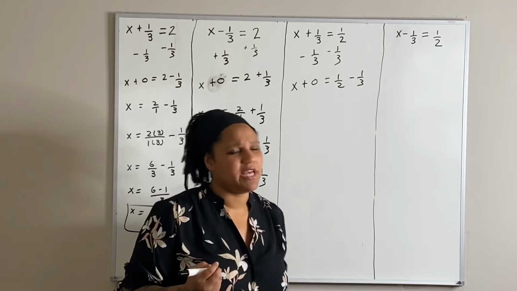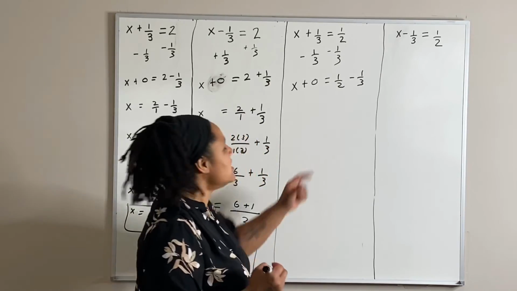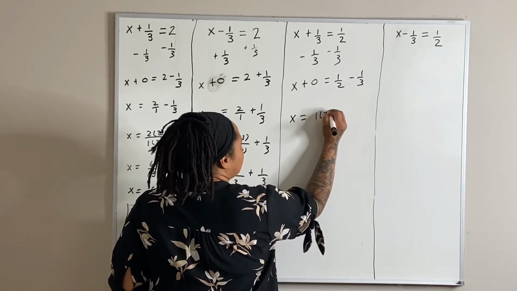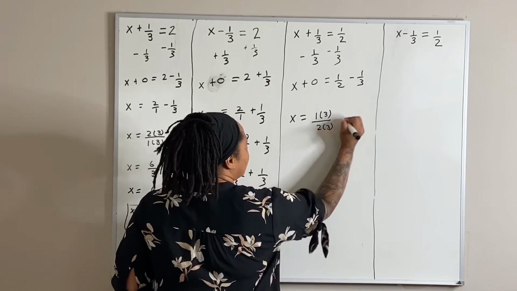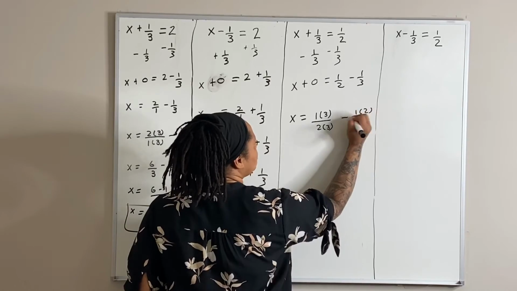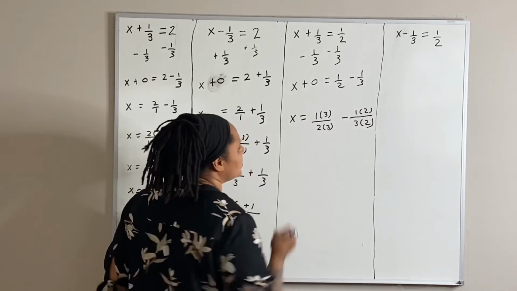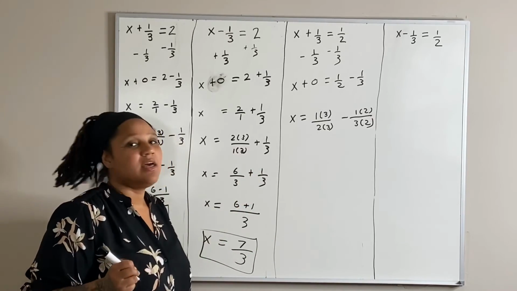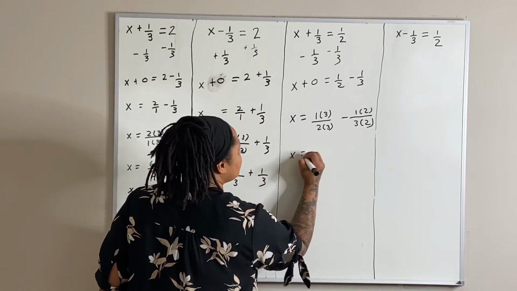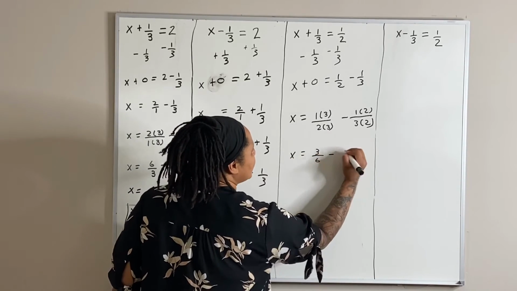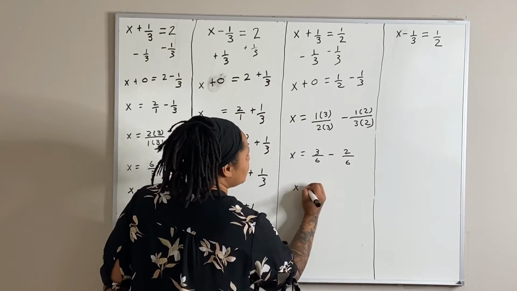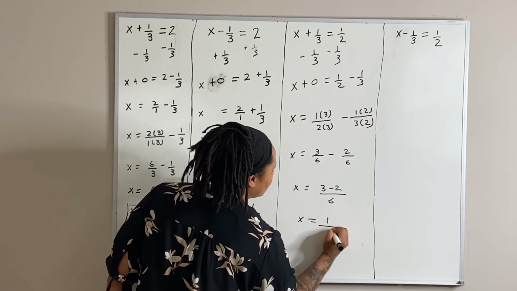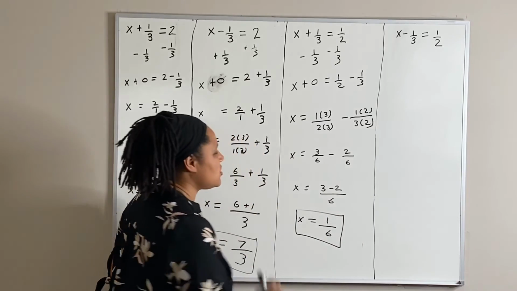We need a common denominator. Our common denominator is a 6. So we are going to say x is equal to 1 times 3 all over 2 times 3 minus 1 times 2 all over 3 times 2. This is how we're going to get a denominator of 6 for both fractions here. So now we have x is equal to 3 over 6 minus 2 over 6, which means we have x is equal to 3 minus 2 all over 6, which means we have x is equal to 1 over 6. That is our answer.